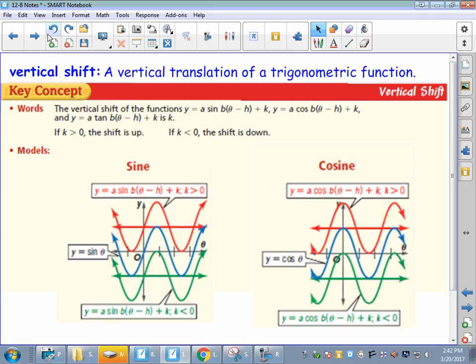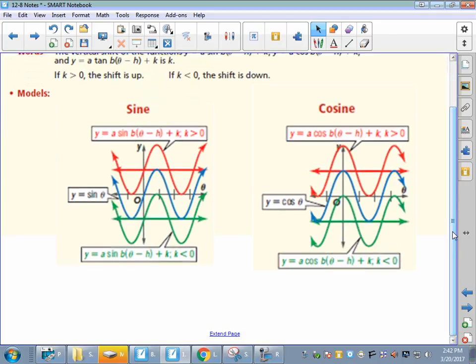And so once again, the colors coordinate the same way. So this isn't going to be a degree shift. This is like a +1 or a -3, that sort of thing. So the blue graph is your parent function. Y is equal to sine.